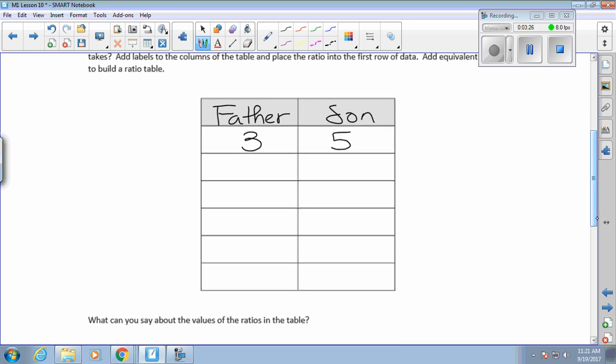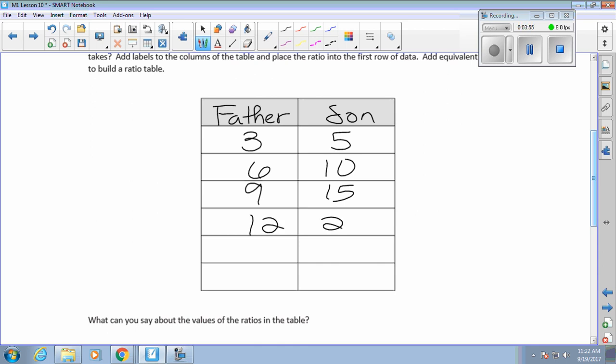So he's not going to need to take as many steps as the son. So if we were to double that, right, we have 3 for the father now, but if we were to double that, we would have what? 6 to 10. Very good. So the father takes 6, the son takes 10. Who can tell me the next one? Nadia? 9, 15. Very good. 9 to 15. And the next one, Malaya? 12 to 20. Very good.